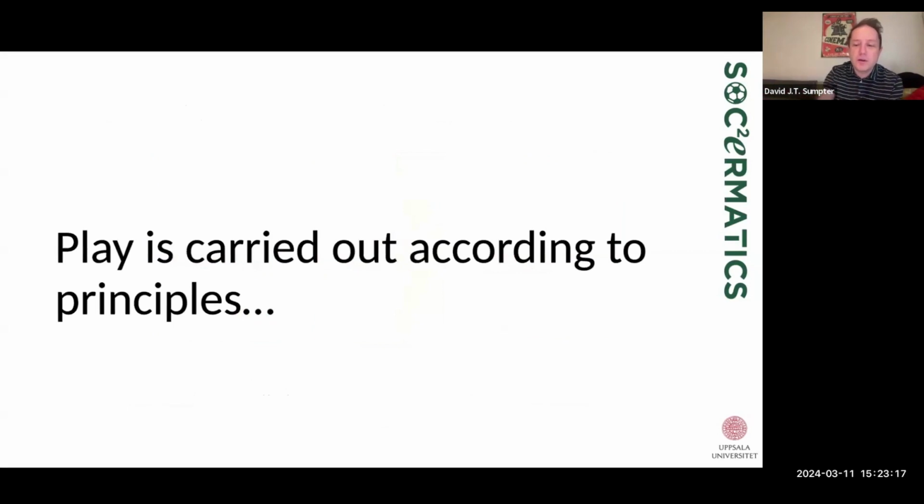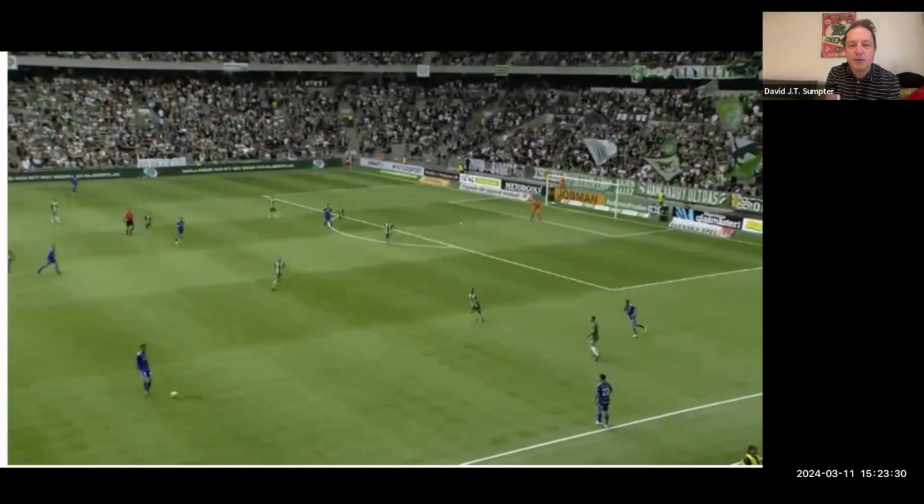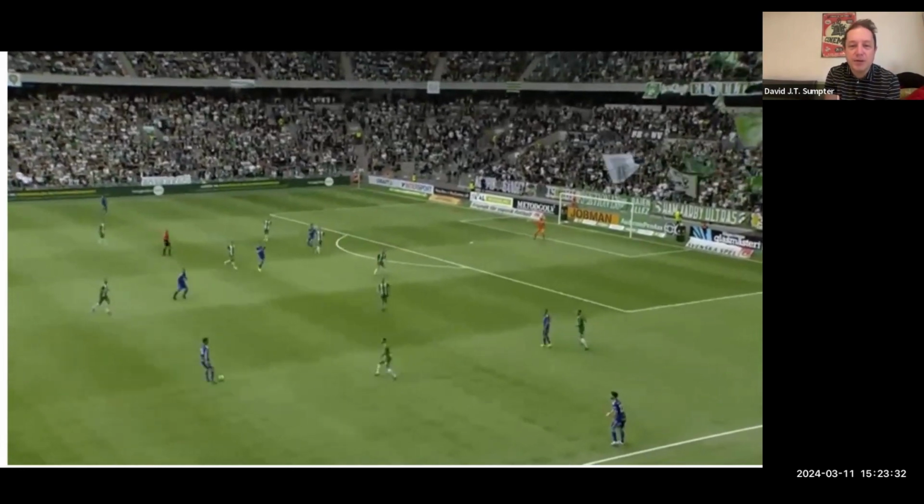And we can use those. I got the opportunity to work very closely with Hammarby Football Club in 2019 here in Sweden, and we could actually look at those principles in practice. So this is an example. I'll show you the footballing example first. Hammarby are the green team, so we're interested in them.